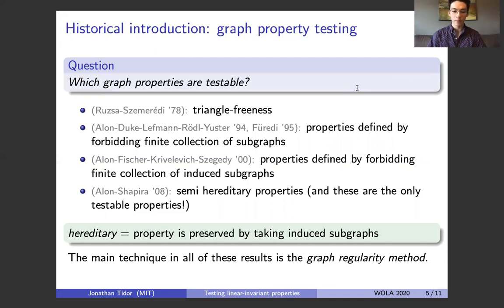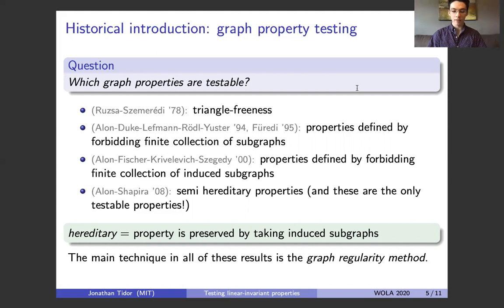I'm not going to define semi-hereditary here, but it only differs from hereditary in a minor way and some technical details. Another really exciting part of the Alon-Shapira result is that they prove that the semi-hereditary properties are the only testable properties under the framework for testability on the last slide. So this completely solves the question: which graph properties are testable?